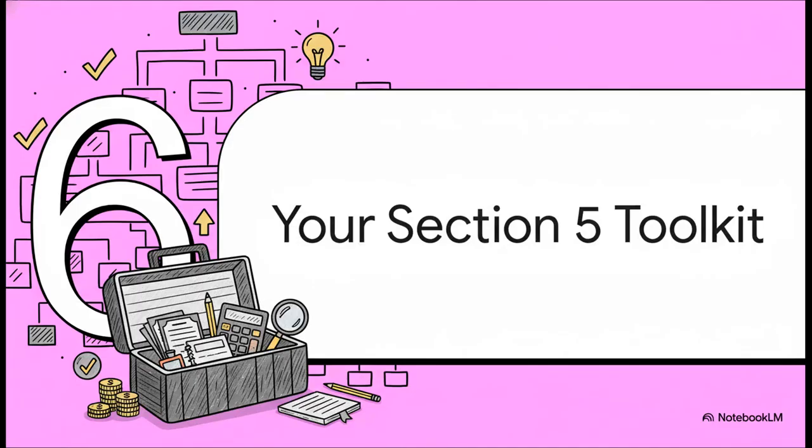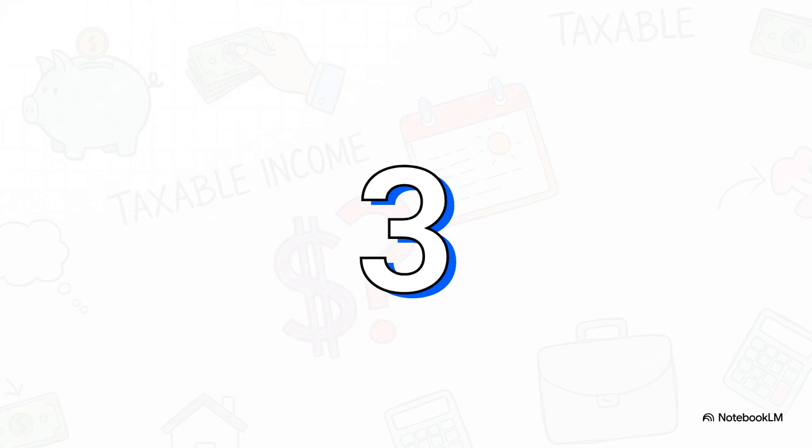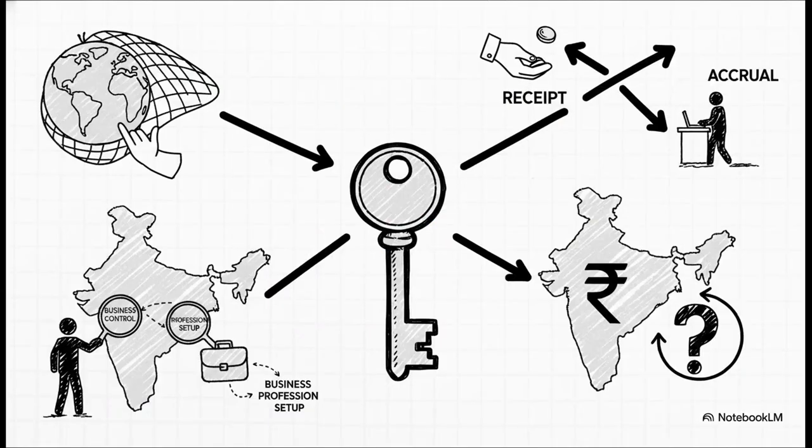All right, to bring it all home, let's boil everything we've covered down into a simple, memorable toolkit you can take with you. Look, if you walk away from this explainer remembering just one thing, let it be the number 3. Section 5 is built on those 3 core pillars: receipt, accrual, and global income. That's it. So let's recap the big takeaways.